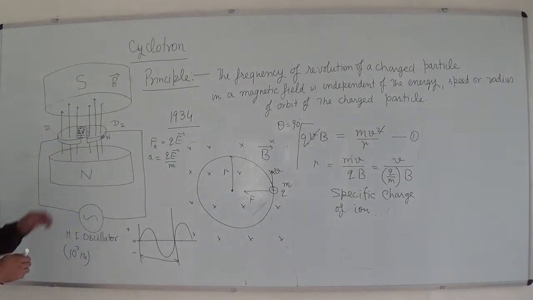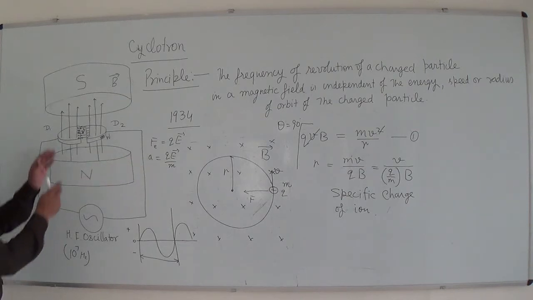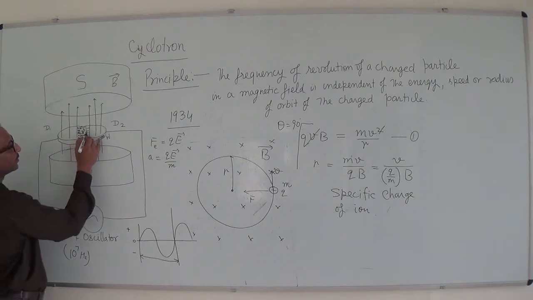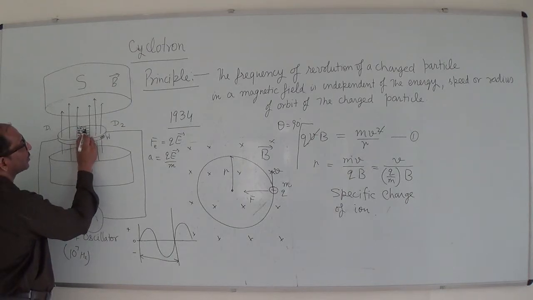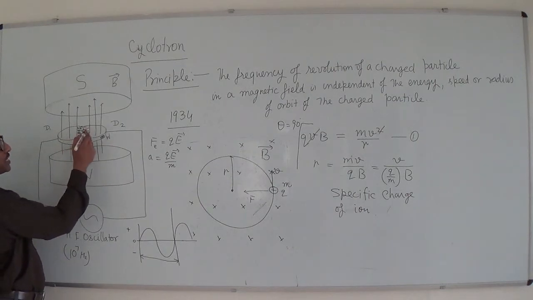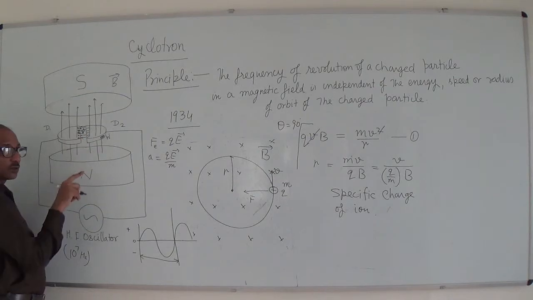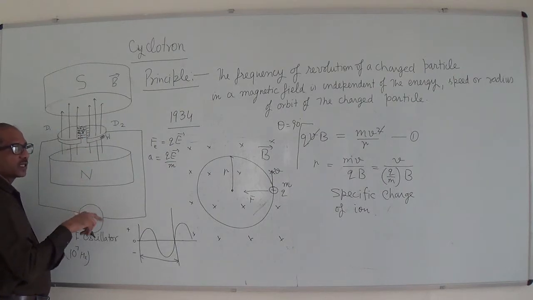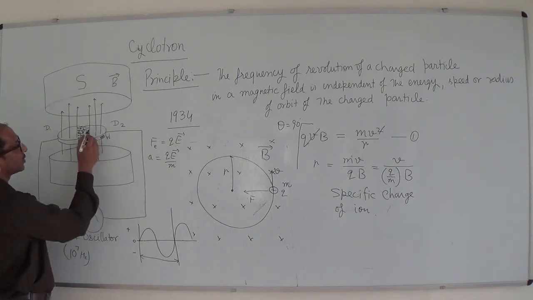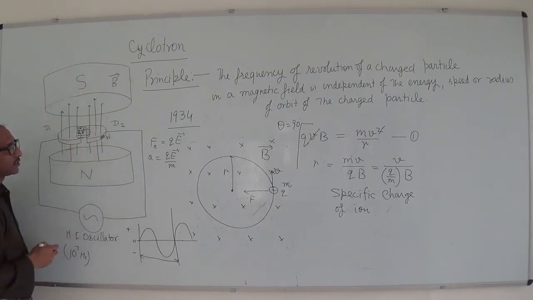This is the acceleration. By this, the ion gets accelerated and enters with high energy into these D's. So now the velocity is increasing, as a result the kinetic energy of the ion is increasing, so the radius of the ion will increase.